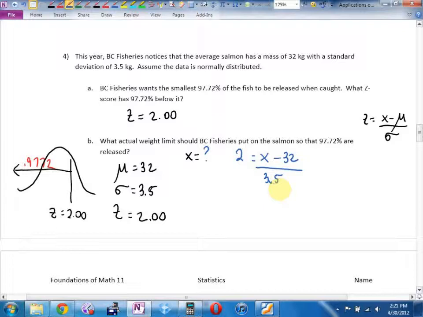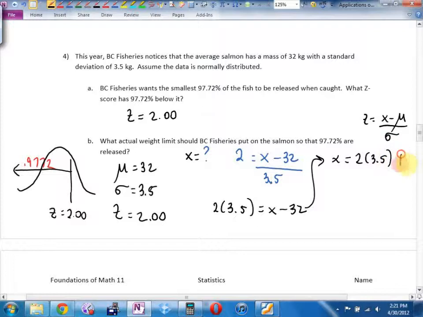Joel, how am I going to solve this? Yeah, cross multiply. That times that. 2 times 3.5 equals X minus 32. Emma, how would I get the X by itself? What would I do with the minus 32? Did you say add it? You'd be right. So if I hear you correctly, you're saying X is going to be 2 times 3.5 plus 32? You are correct, madam.